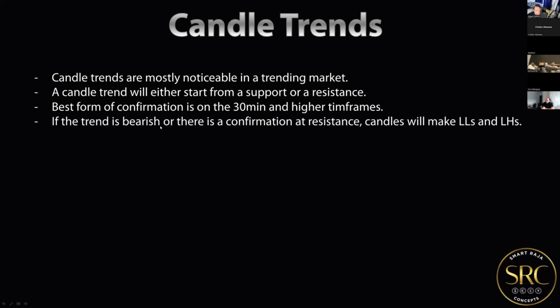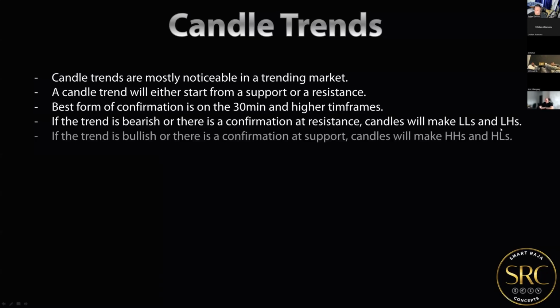If a trend is bearish or there is a confirmation at resistance, candles will make lower lows and lower highs, right? If the trend is bullish or there's a confirmation at support, a confirmation at support means a bullish candle forming at support. Okay? That's the confirmation. If you have a healthy bullish candle forming at support, that's the confirmation. And that means there's a high probability for price to make higher highs and higher lows.